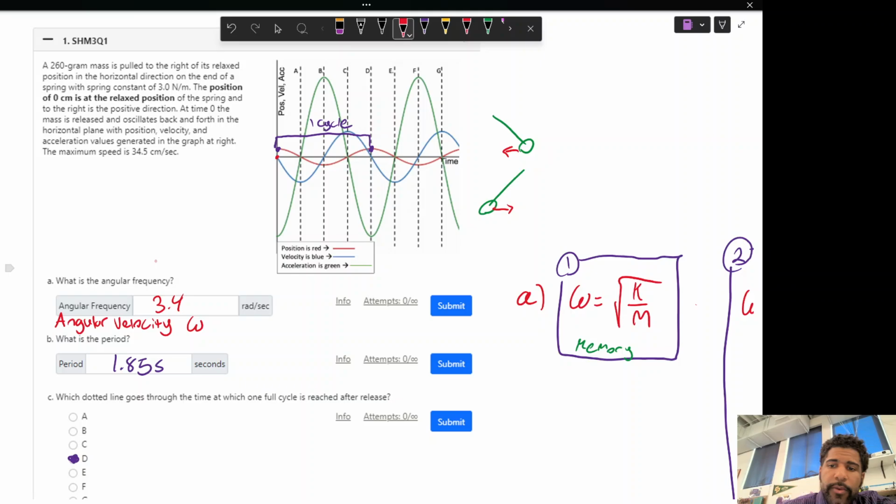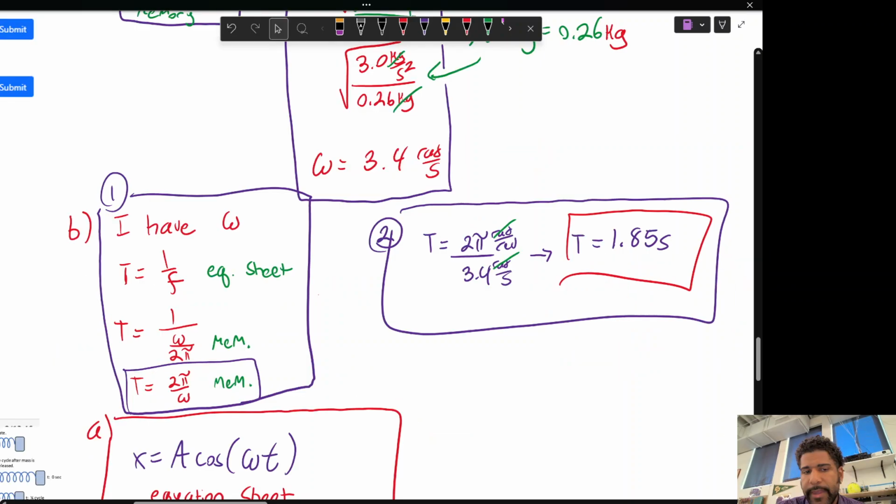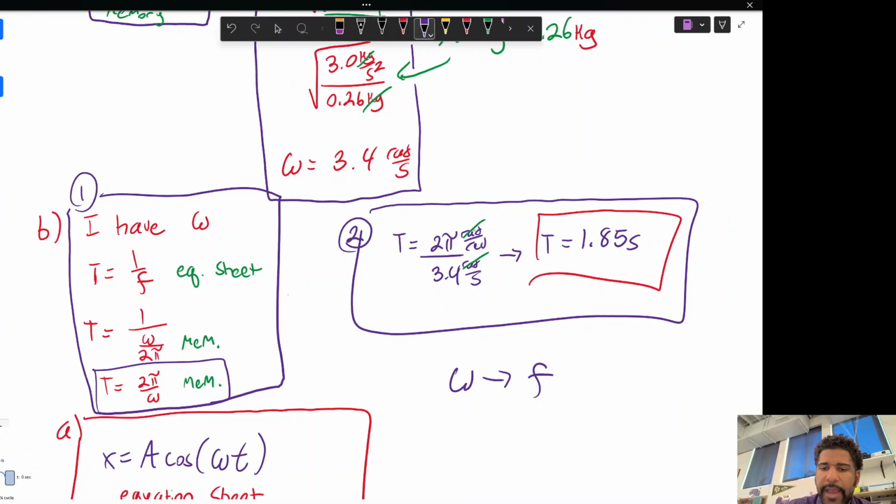Two pi over omega is equal to the period. We have omega from the previous problem. Look at how the radians cancel out. 2 pi radians per revolution is the conversion that you're getting, because I told you last time that to go from omega to frequency is just going from radians per second to revolutions or cycles per second. It's a unit conversion. That's it.